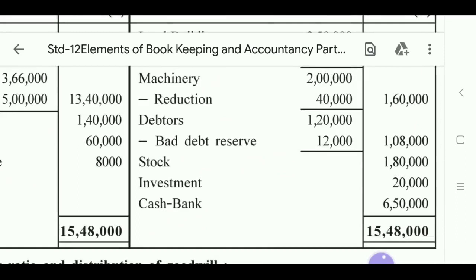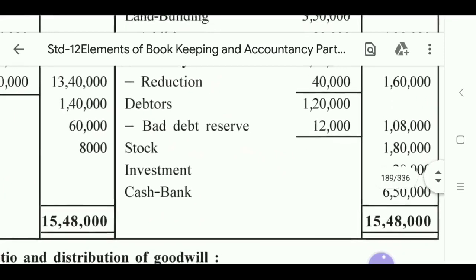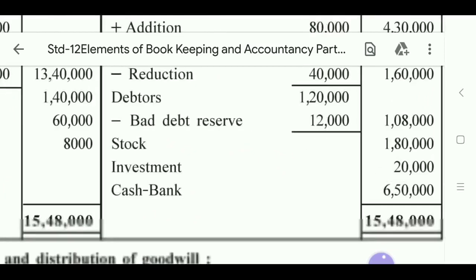Then investment 20,000. These two items have been written as it is in the old balance sheet. The book value itself has been considered as the new value, and these values have been written in the new balance sheet. This is what you are supposed to do. जिस किसी आइटम पे एडजस्टमेंट नहीं दिया गया है, that time you are supposed to write the same value given in old balance sheet. Yes, in the new balance sheet you will be writing the same value for that particular item. Now the last thing that I can see here is cash and bank 6,50,000.